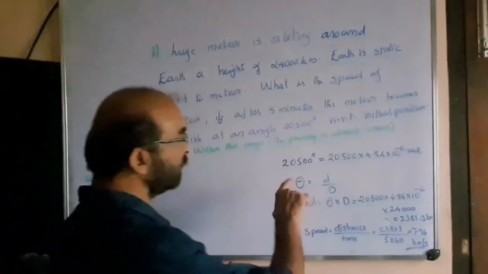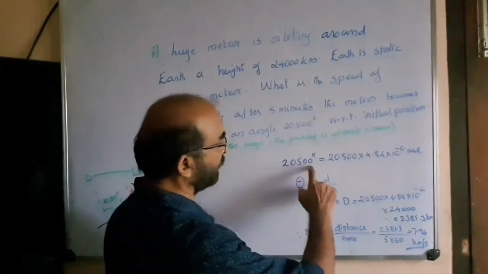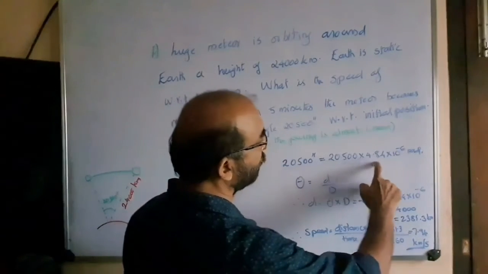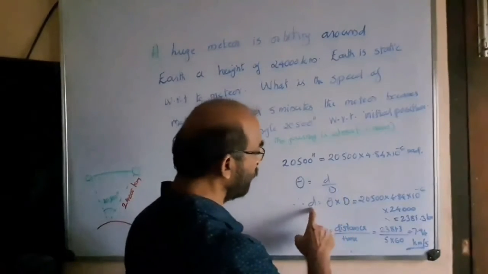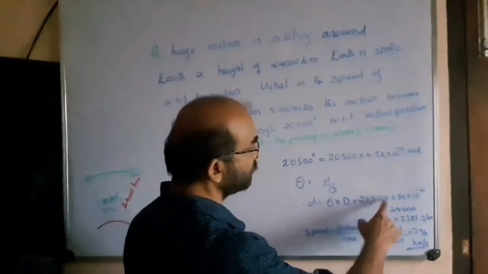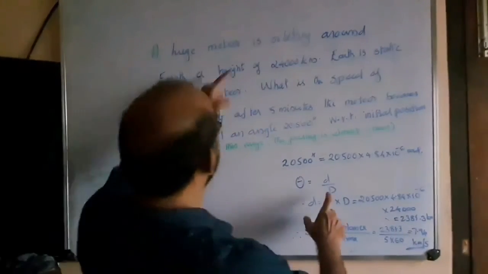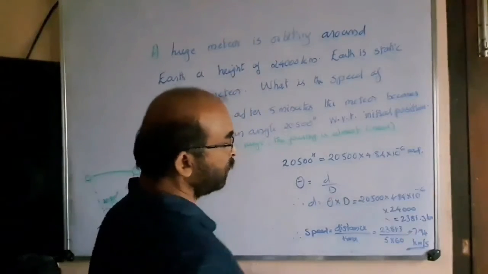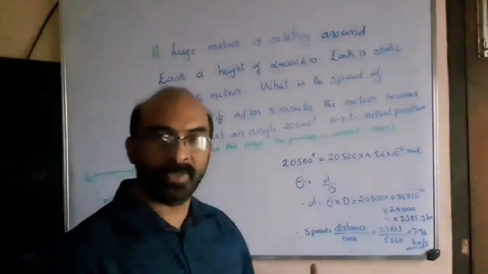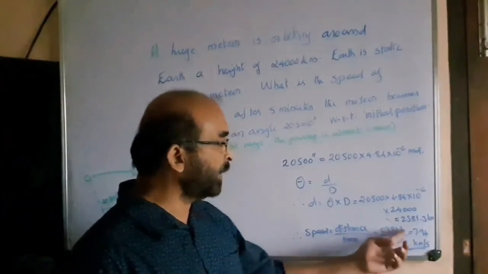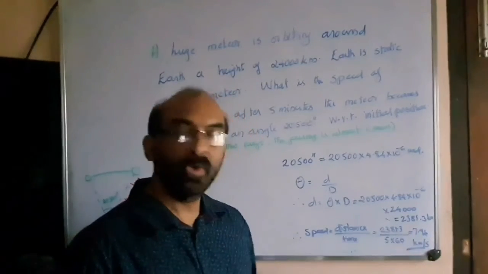Now, look here. First we convert this second to radian. 20,500 seconds is equal to 20,500 into 4.84 into 10 to the minus 6 radian. Now use the equation theta is equal to d by D, or small d is equal to theta into capital D. 20,500 into 4.84 into 10 to the minus 6 into distance 24,000 kilometer. You get 2381.3 kilometer. That's the distance covered within 5 minutes. So speed is distance by time. 2381.3 divided by 300 seconds. You get 7.94 kilometer per second.